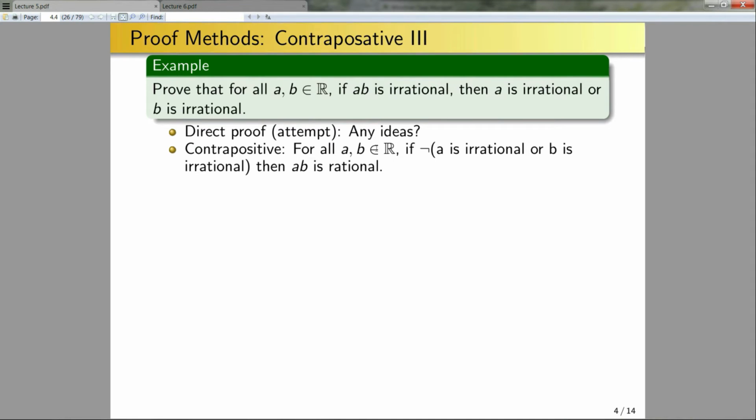Well, it would be for all a and b in R, if not (a is irrational or b is irrational), then ab is rational, right? The opposite of irrational is rational.